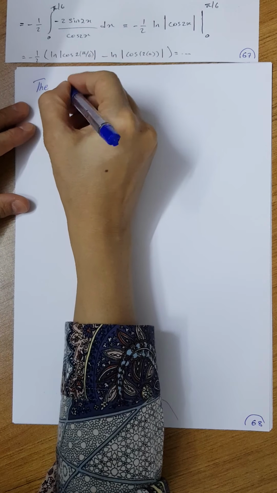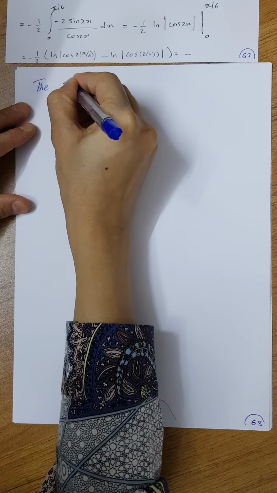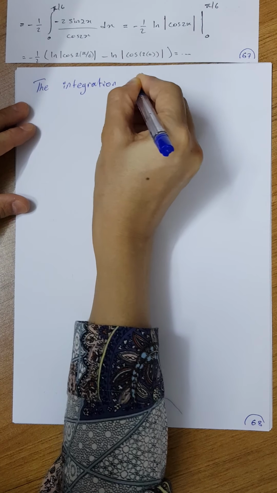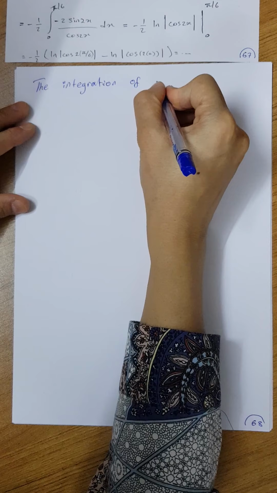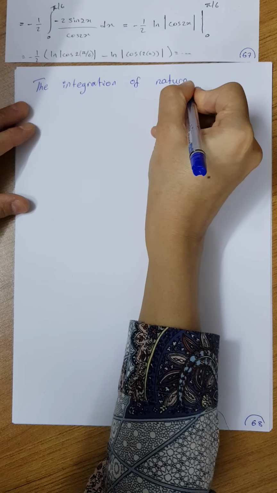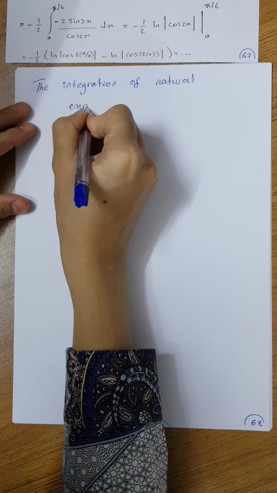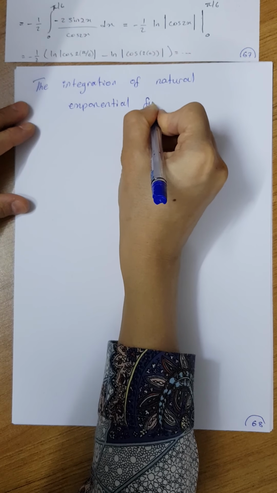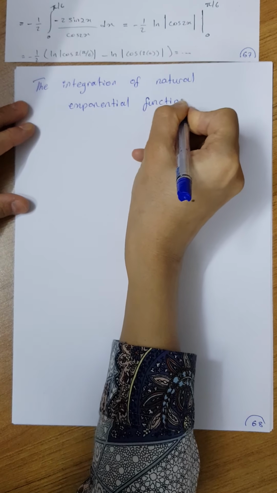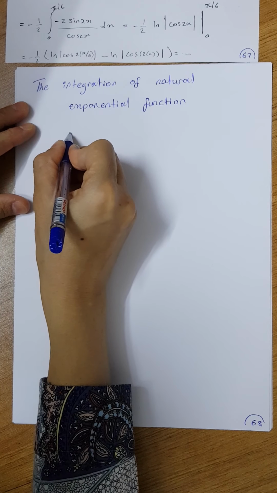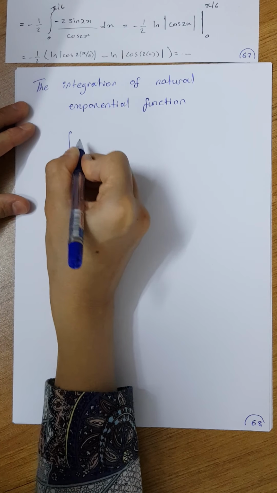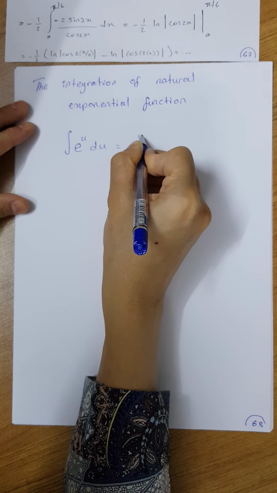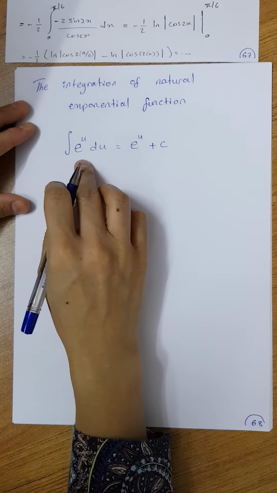So we have the integration, anti-differentiation or integration doesn't make a difference, of the natural exponential function. So what do we have here? We have the integration of e to the power of u du is equal to e to the power of u plus c. What does that mean?